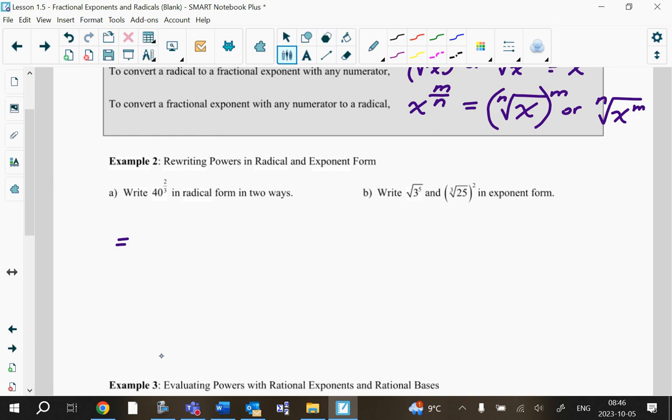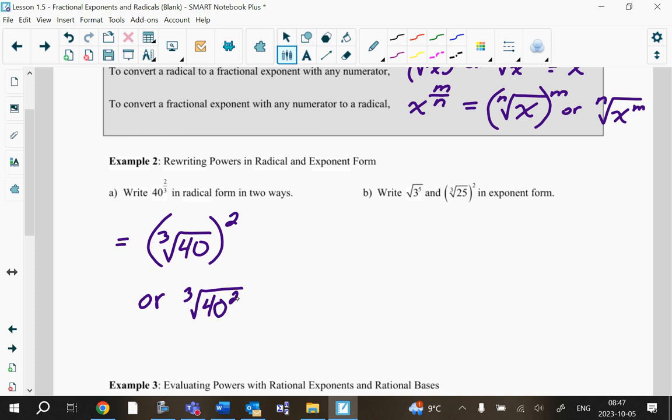Cube root of 40. And then we're going to square it. It's the denominator root of the number raised to the numerator. Or the second way to do it, you can put the 2 right in with the 40 and raise 40 to the second. This is better when you evaluate them. Leave it in this form when we actually get to evaluating them.